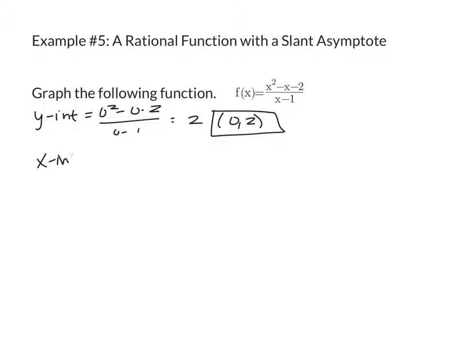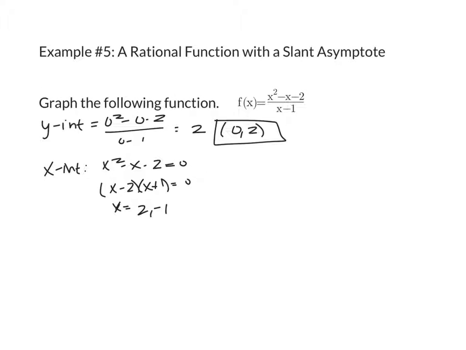Our x-intercept would be setting our numerator equal to 0. So x squared minus x minus 2 equals 0. Those factors would be x minus 2 and x plus 1. So those zeros would be x equals positive 2 and negative 1. As intercepts, they would be (2, 0) and (negative 1, 0).